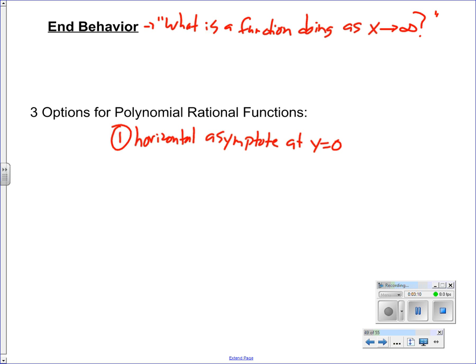And this will occur if the polynomial degree on the bottom of the function is greater than the polynomial degree on the top. So for notation from the first slide, that would mean m is greater than n. So the bottom function will go towards infinity faster than top will. So overall, the fraction will get smaller and smaller as we put bigger numbers in. And that's what will drive it closer to 0.